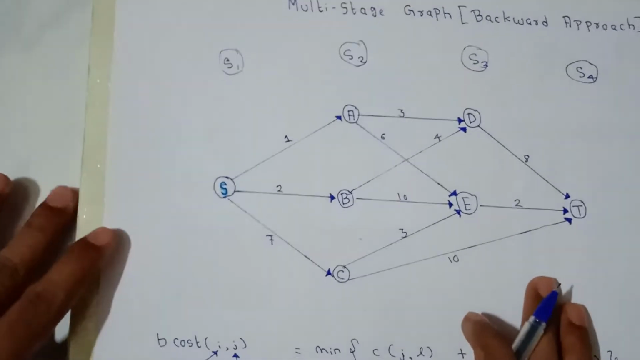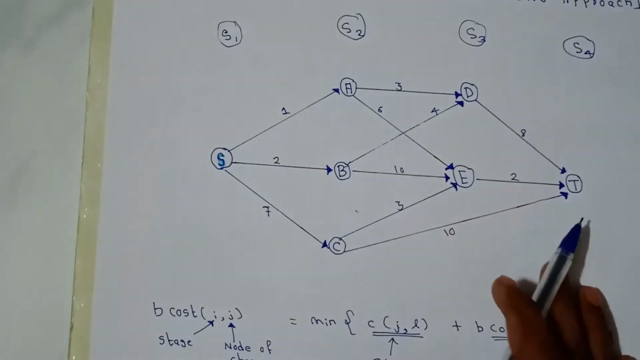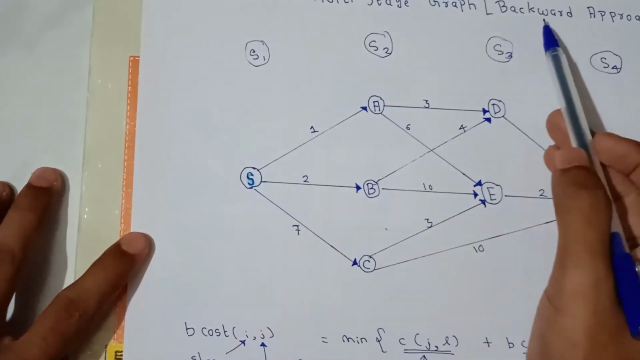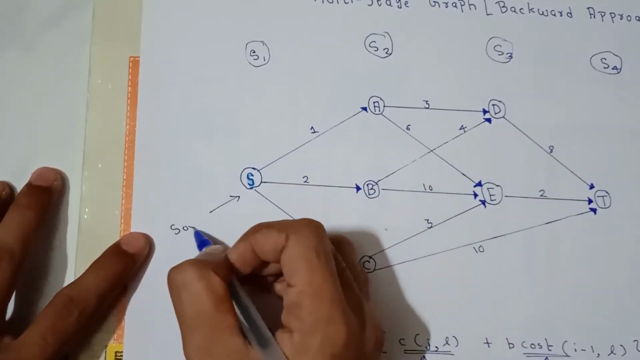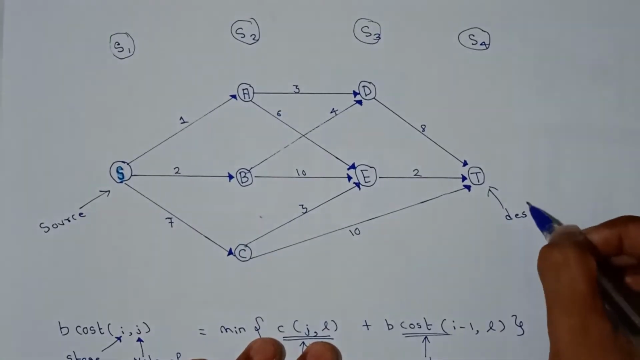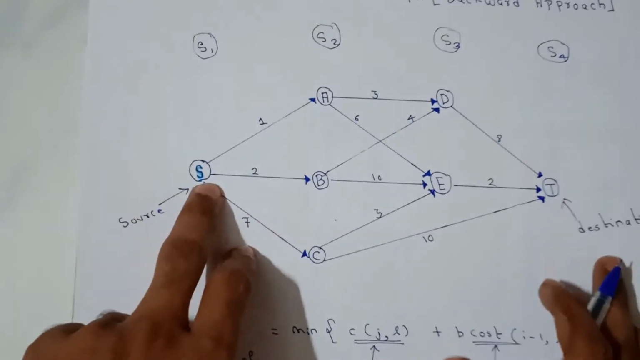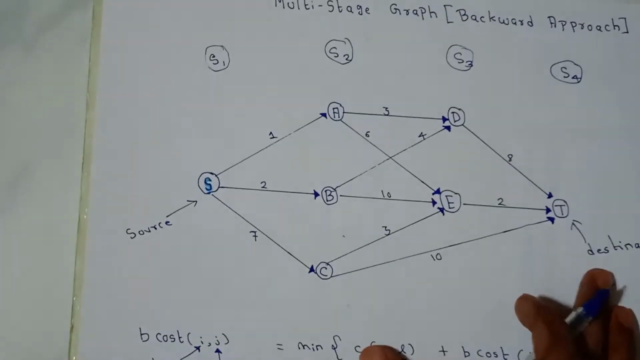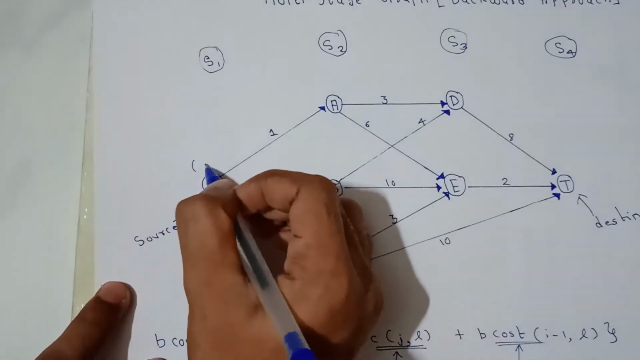Now we have to compute the cost of each node, right? For computing the nodes, we will start from the S node. In backward approach we start from the source node. So this is our source node, and this is our destination node. With the help of multi-stage graph we can compute the path from source to destination which is the minimum cost path, right? So the cost of source to source is 0, right?